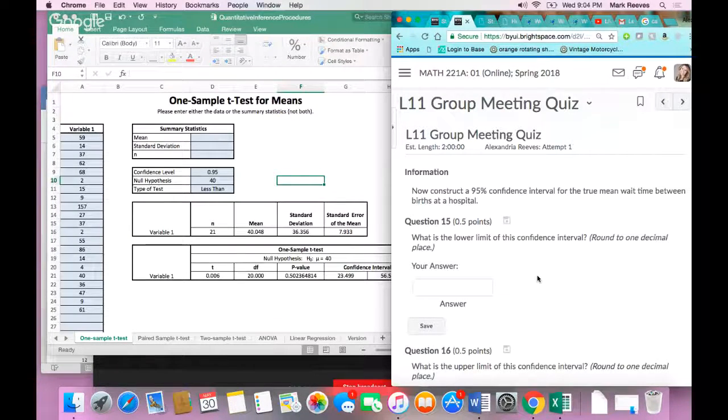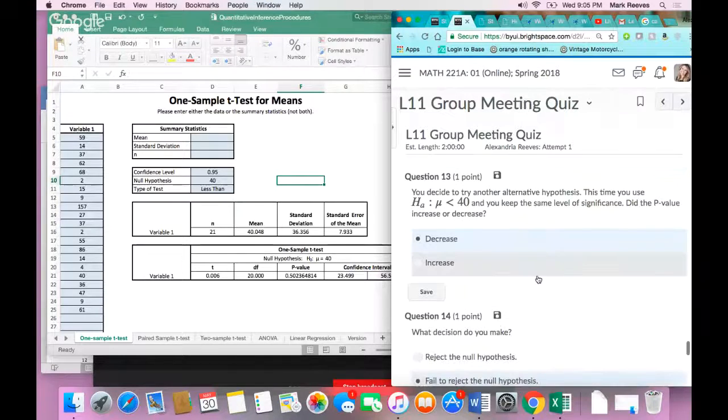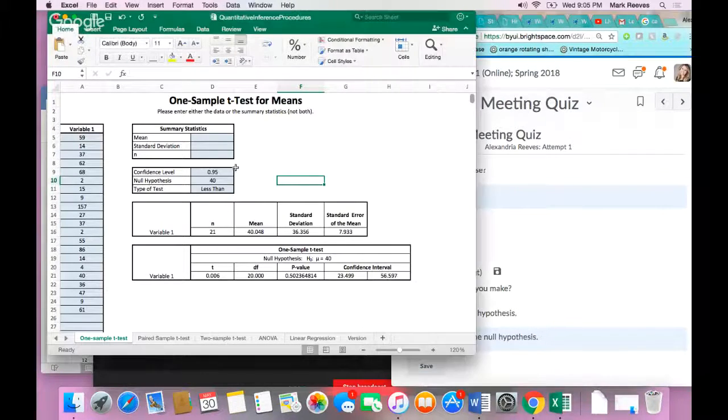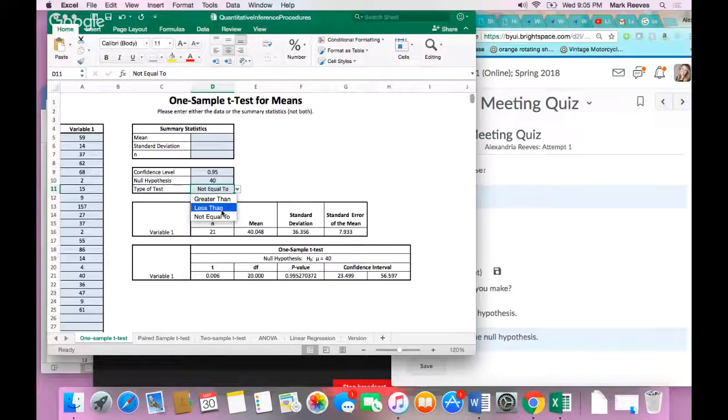Now construct a 95% confidence level for the true mean wait time between births at the hospital. What is the lower limit of the confidence interval? So does that mean we need to find the t? No, but we have the t. No, the confidence interval gives you that. I'm just going back up to make sure there's no new data. This is still the same. So is that 40 with us changing it to less than? We're going off of that confidence level? It should be less than still. Okay, good thing, because it doesn't change it. Well, it changes the p-value.